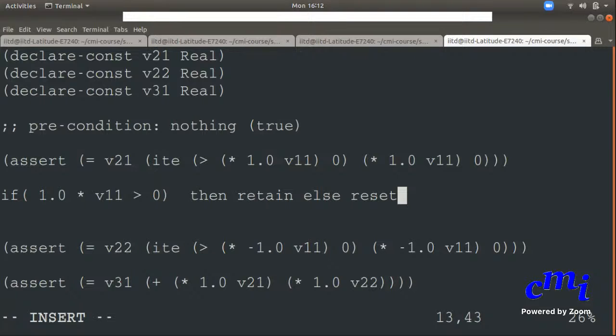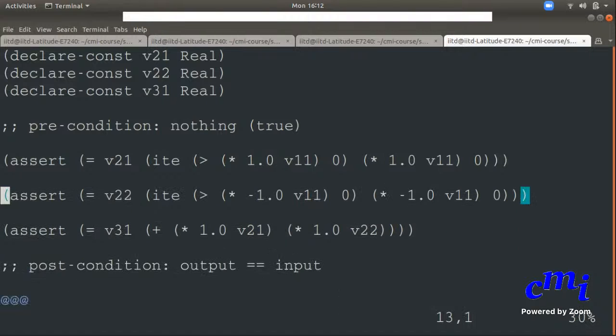Correct. And I also want to highlight that this is the problematic part of this whole exercise. The fact that you don't know whether it's going to be retained or reset is the problematic part of this exercise.